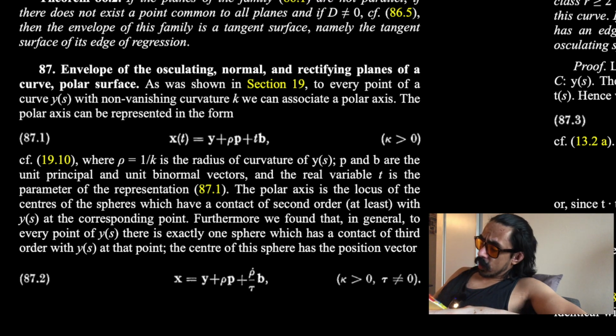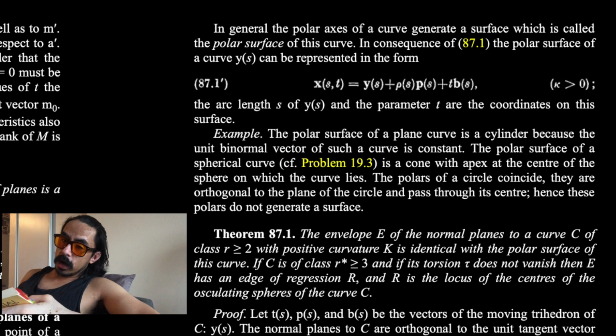The center of this sphere has the position vector x equal to the vector y plus rho times the vector p plus rho dot over tau then times the vector b, where kappa is greater than 0 and tau is non-zero. Remember, tau is torsion.